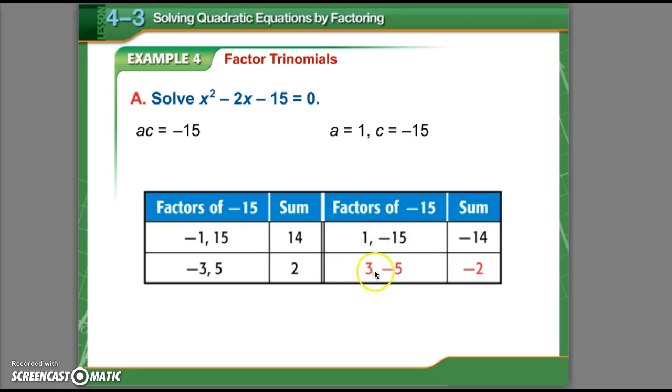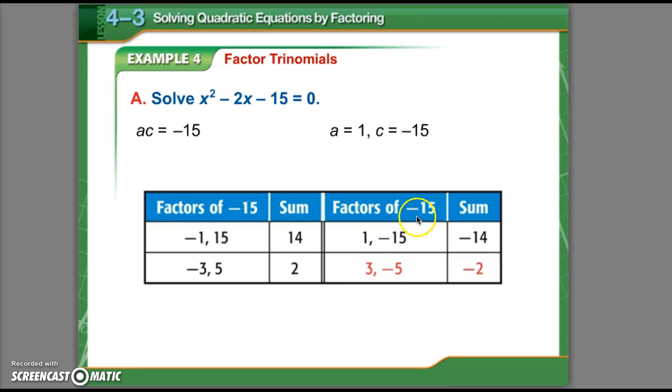And then with each of these groups of two numbers, you're going to find the sum. So you're adding negative 1 plus 15, or negative 3 plus 5. You're going to add up each combination until the sum is the b value. So b here was negative 2. If you look at this, we can see this pair is highlighted. It has a sum of negative 2.